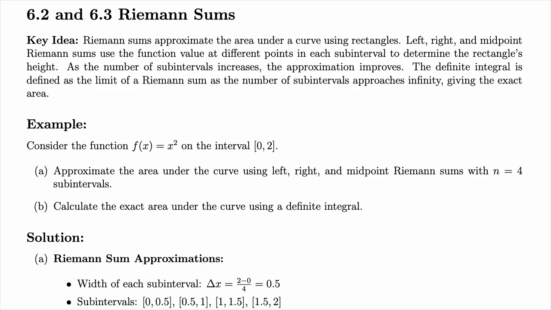I do want to talk about how Riemann sums relate to the definite integral. Again, Riemann sums are an approximation, and the definite integral allows us to get the exact area. I'm not going to go through this, but I do want to highlight it here. This is showing an example. If we had the function x squared on the closed interval 0 to 2, a question might ask you to approximate the area, again, using Riemann sums.